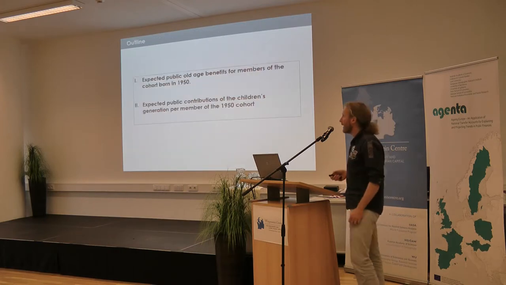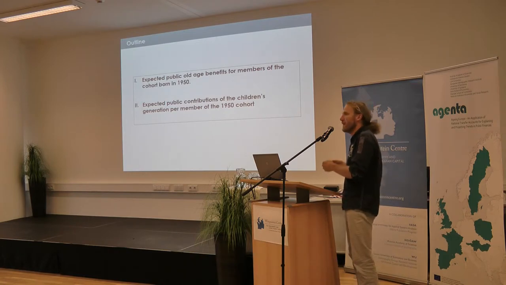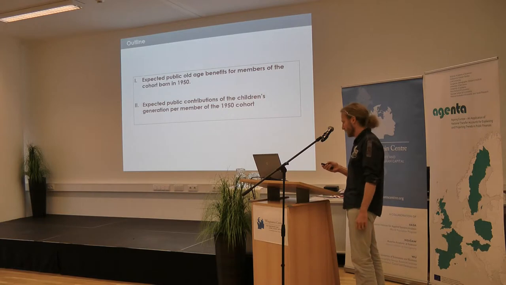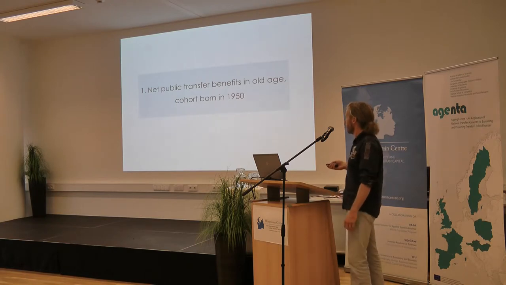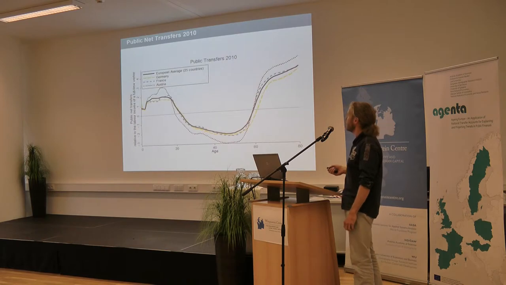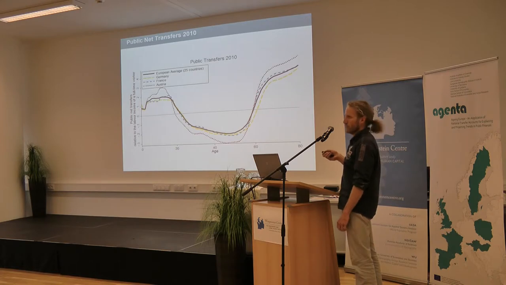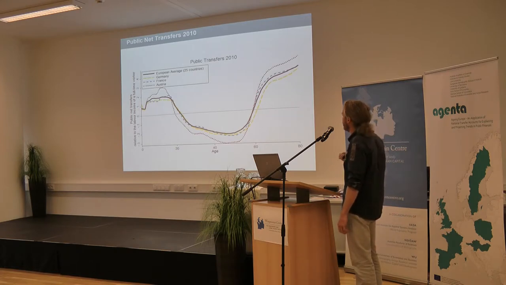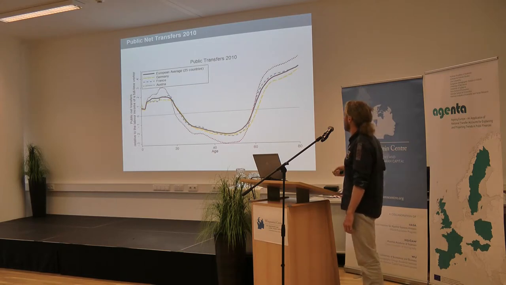So, two parts: the expected public old age benefits for the members of the cohort born in 1950, and the expected public contribution of the children's generation per member of the 1950 cohort. So, the first part is the public transfer benefits that can be expected by a member of the cohort born in 1950, and this is pretty straightforward. What you see here is the net public transfers for three countries. The black line is the European average over 25 countries, and Austria, France, and Germany.